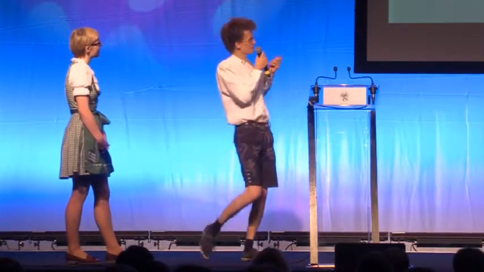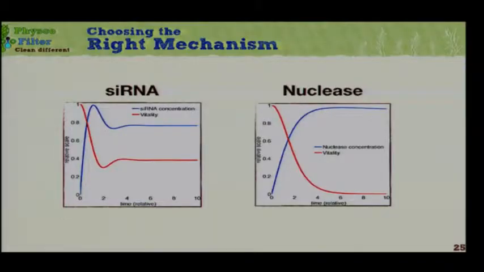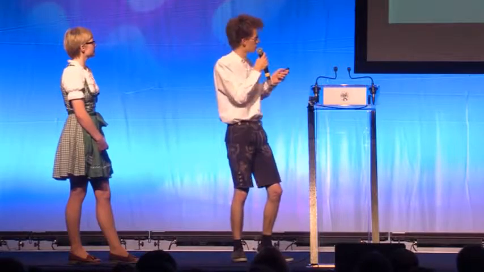So for the suicide mechanism, we considered two options. The first was to use siRNA to inhibit a vital function of the moss, for example, photosynthesis. The second strategy we considered was to activate a nuclease which fragments the DNA and kills the moss in this way. For the siRNA model, we were able to prove mathematically that the vitality of the cell is reduced, but the cell is not killed off reliably due to a negative feedback loop. In contrast, for the nuclease model, the cell is always killed, the moss is always killed off effectively.